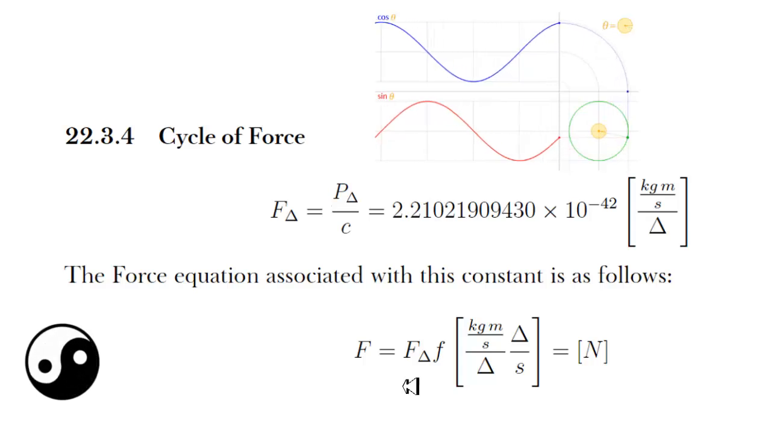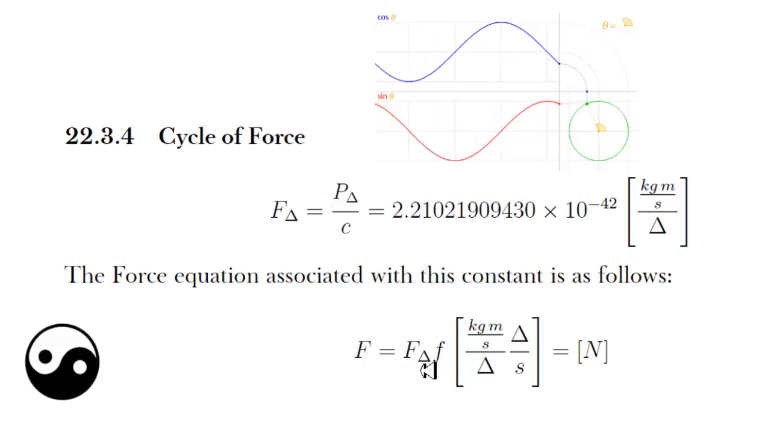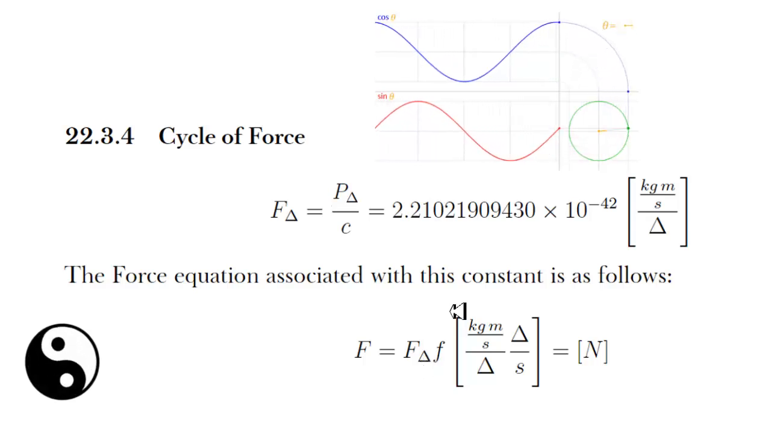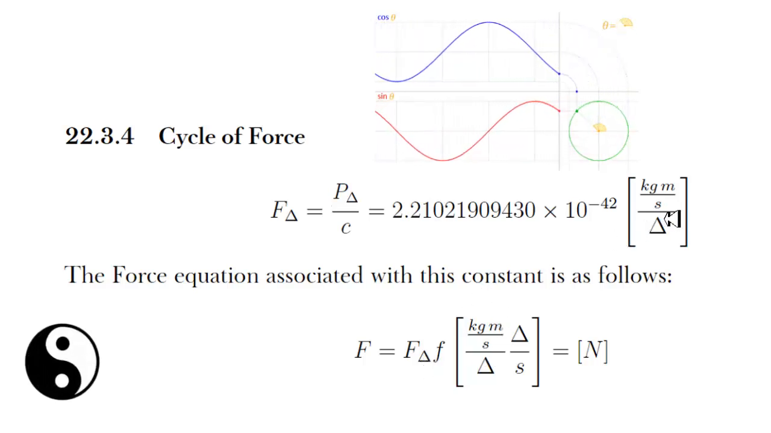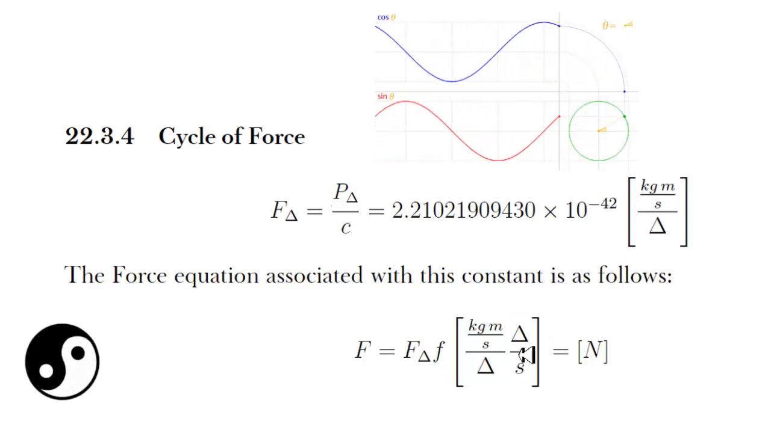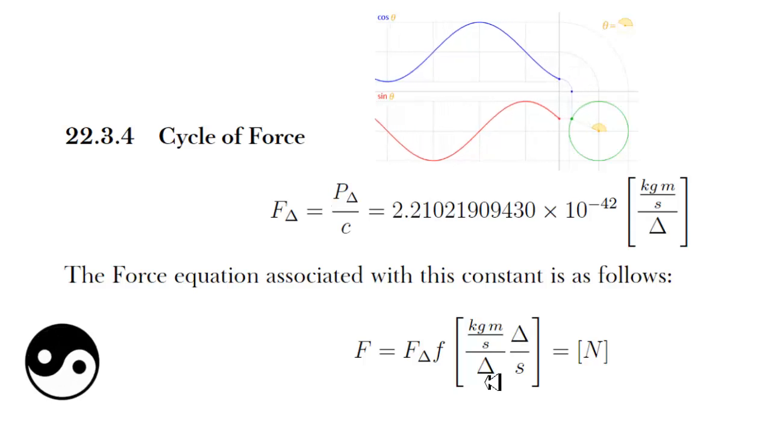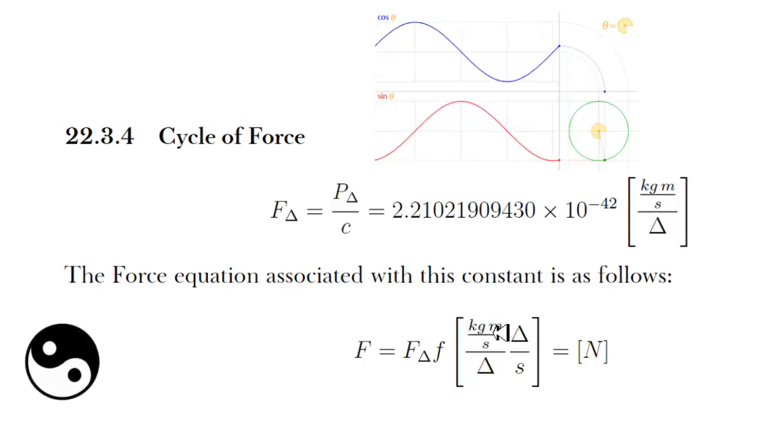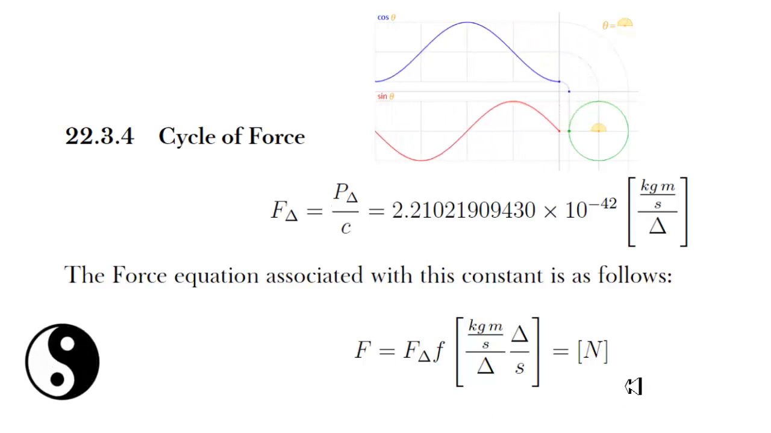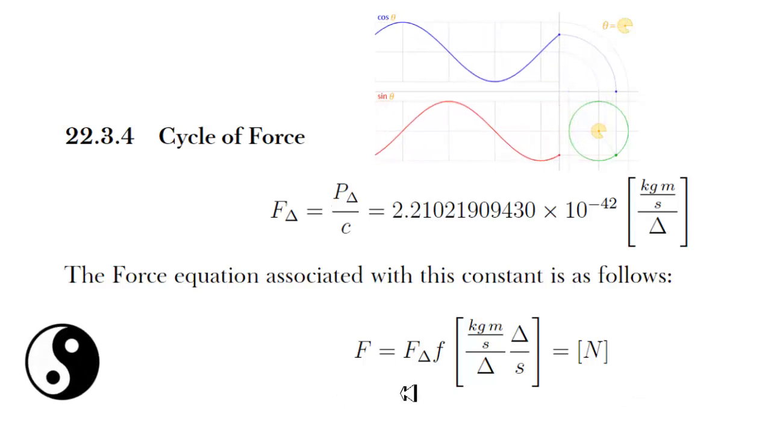So the units of the cycle of force are momentum per cycle. The units of frequency are cycles per second. The cycle terms cancel, and you end up with kilogram meters per second, which of course are the units of force, the Newton. So we've got two equations.